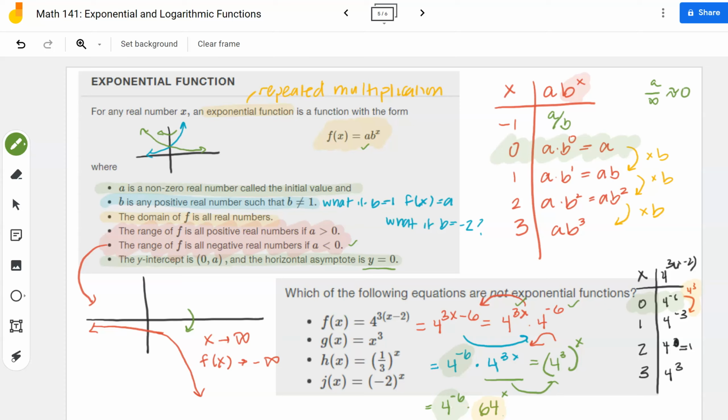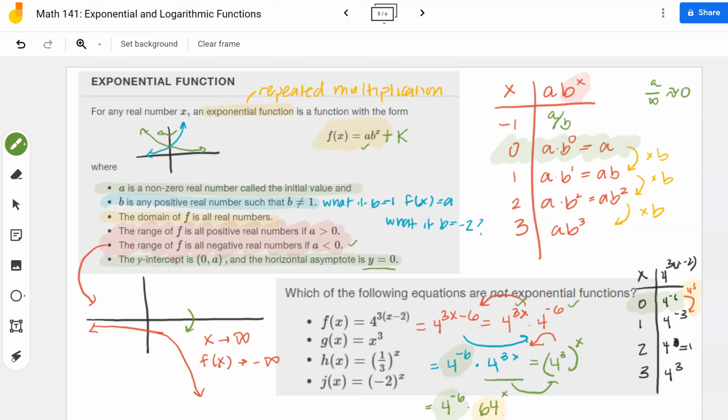But a shift up or down, that's the one that breaks everything. It breaks this cool pattern of repeated multiplication. So our vertical shift is a problem. As soon as we add something out here, we break this. And that's okay, right? It still has a lot of the features. It still has the same shape.